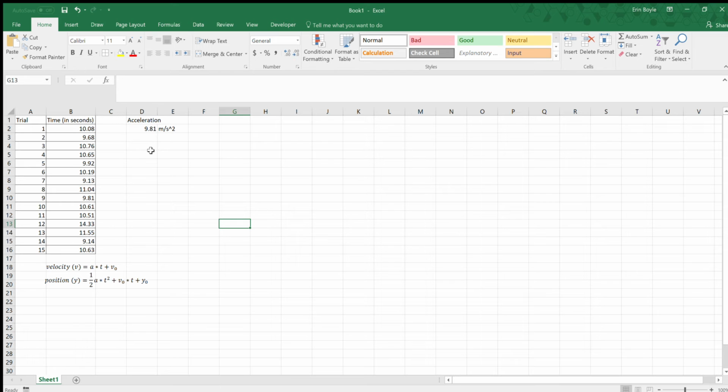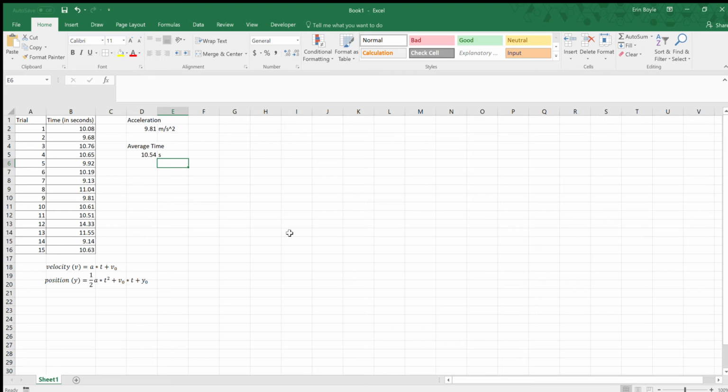So the time that it takes for the ball to fall is recorded over here in column B. And what we're going to do is find the average time. The way we do that is we say equals average, and then we select that entire column. So our average time that it took the ball to fall was 10.54 seconds. Cool, so from there we can find the height of the building.